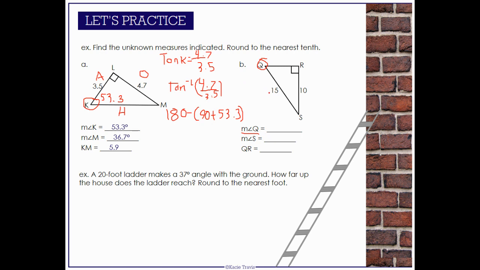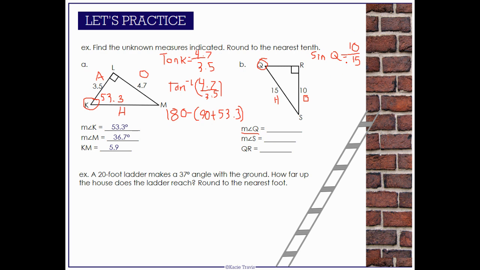Let's label our sides of this. We got 15 here. That's our hypotenuse because it's the side that doesn't touch the right angle. Then we got side 10. Since it's not touching Q, 10 is the opposite. Let me put that underneath so we don't think it's 100. So I have my opposite and my hypotenuse side, which means we're using the sine function. Sine of angle Q equals our opposite side, 10, over our hypotenuse, 15.